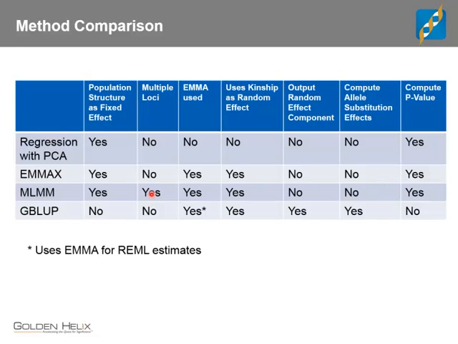MLMM adds the ability to automate the adding in of multiple loci as cofactors to an EmmaX model. GBLUP also uses Emma for variance component estimates, computes a genomic relationship matrix to use as a random effect in the regression model. GBLUP adds the output of random effect components for the phenotype and computes allele substitution effects.